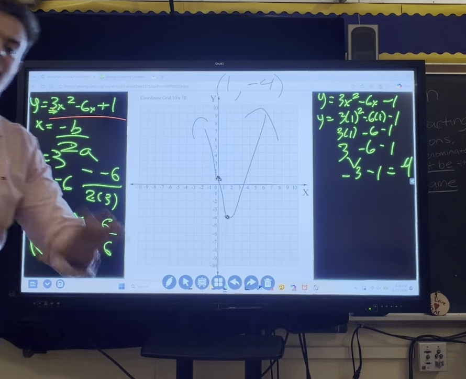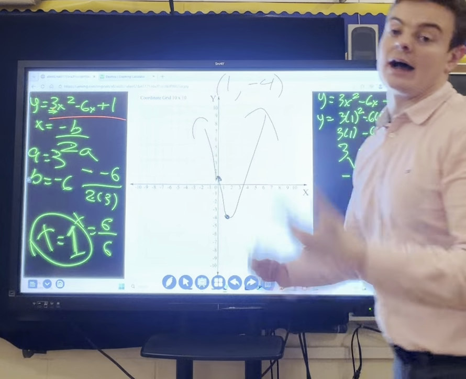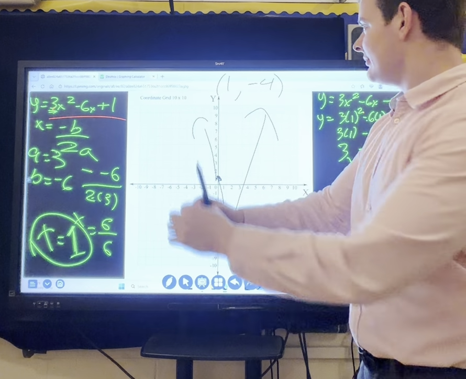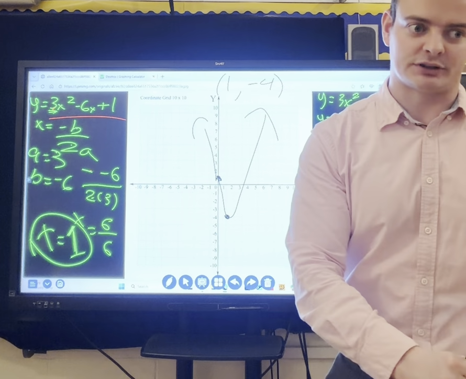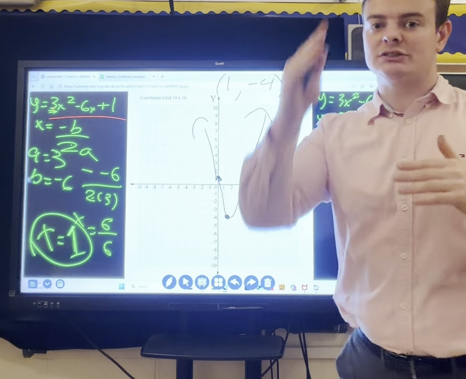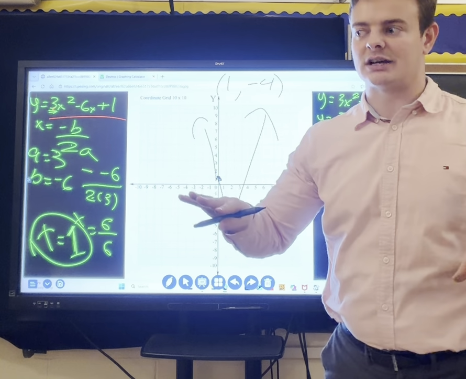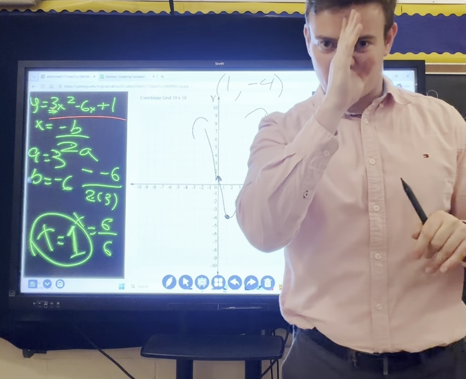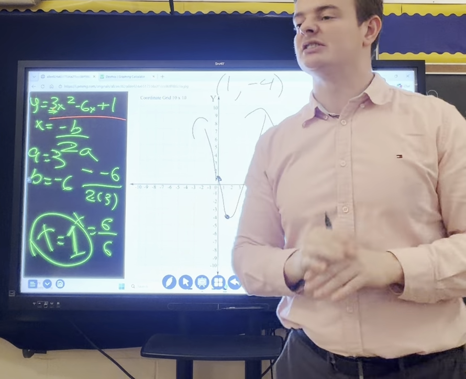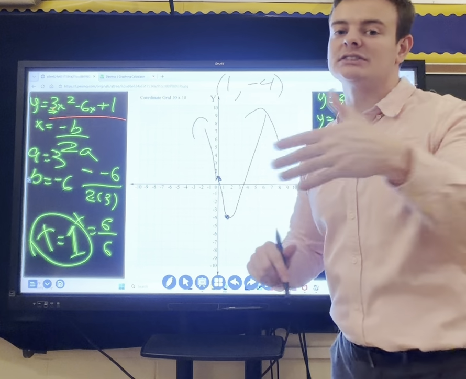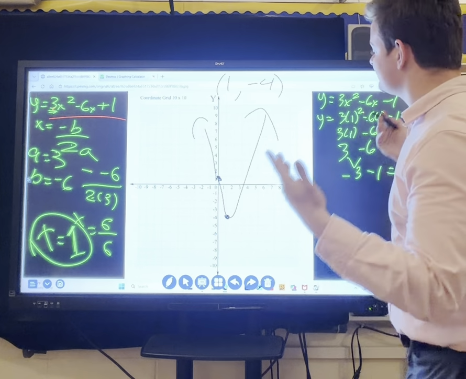The other thing your teacher or I might talk about is something called the axis of symmetry. The axis of symmetry is really fancy. Symmetry means you can cut it in half and it's the same on both sides. Think of a butterfly, cut it in half, same on both sides. Or think of your face, which is supposed to be symmetrical. Axis just means line, so it's line of symmetry.